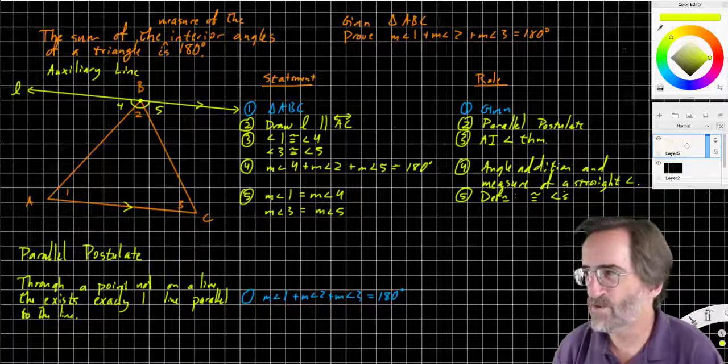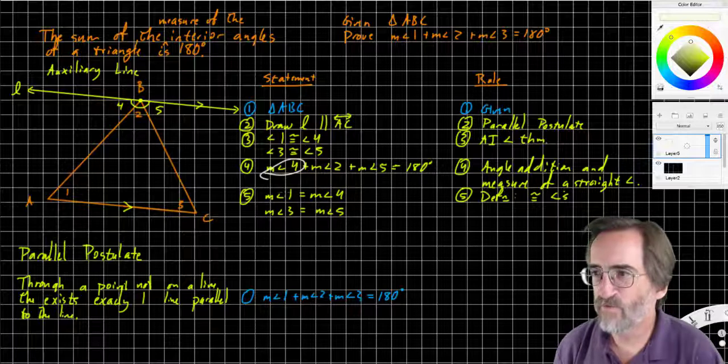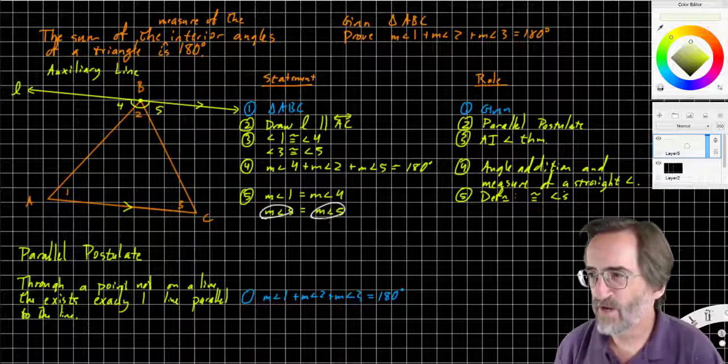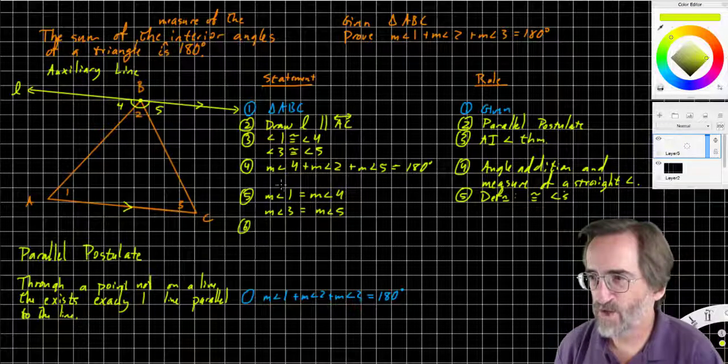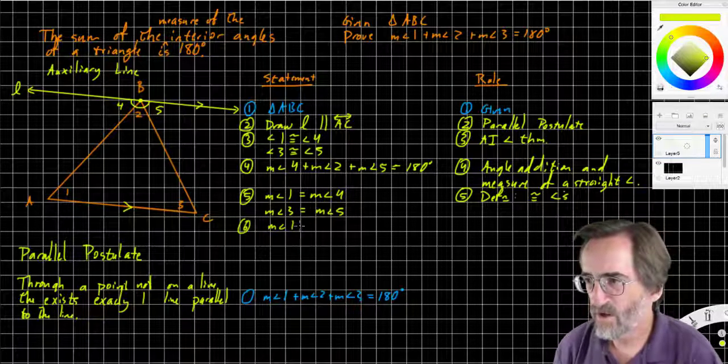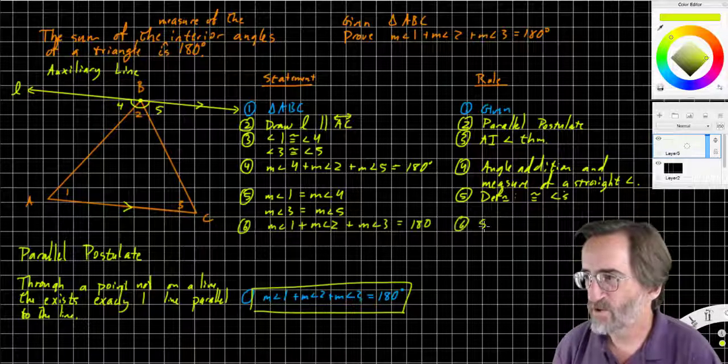Now we're ready to substitute. Look at this. 1 is the same as 4, so exchange 4 for 1. 3 is the same as 5, so exchange 5 for 3. So the next line looks like this. Step 6. Measure angle 4, I'm going to trade it for measure angle 1. Measure angle 1 plus measure angle 2, which is not going to change, plus, trade measure angle 5 for measure angle 3. Measure angle 3 equals 180. And there it is. That's what we were trying to prove. So step 6 is called substitution.